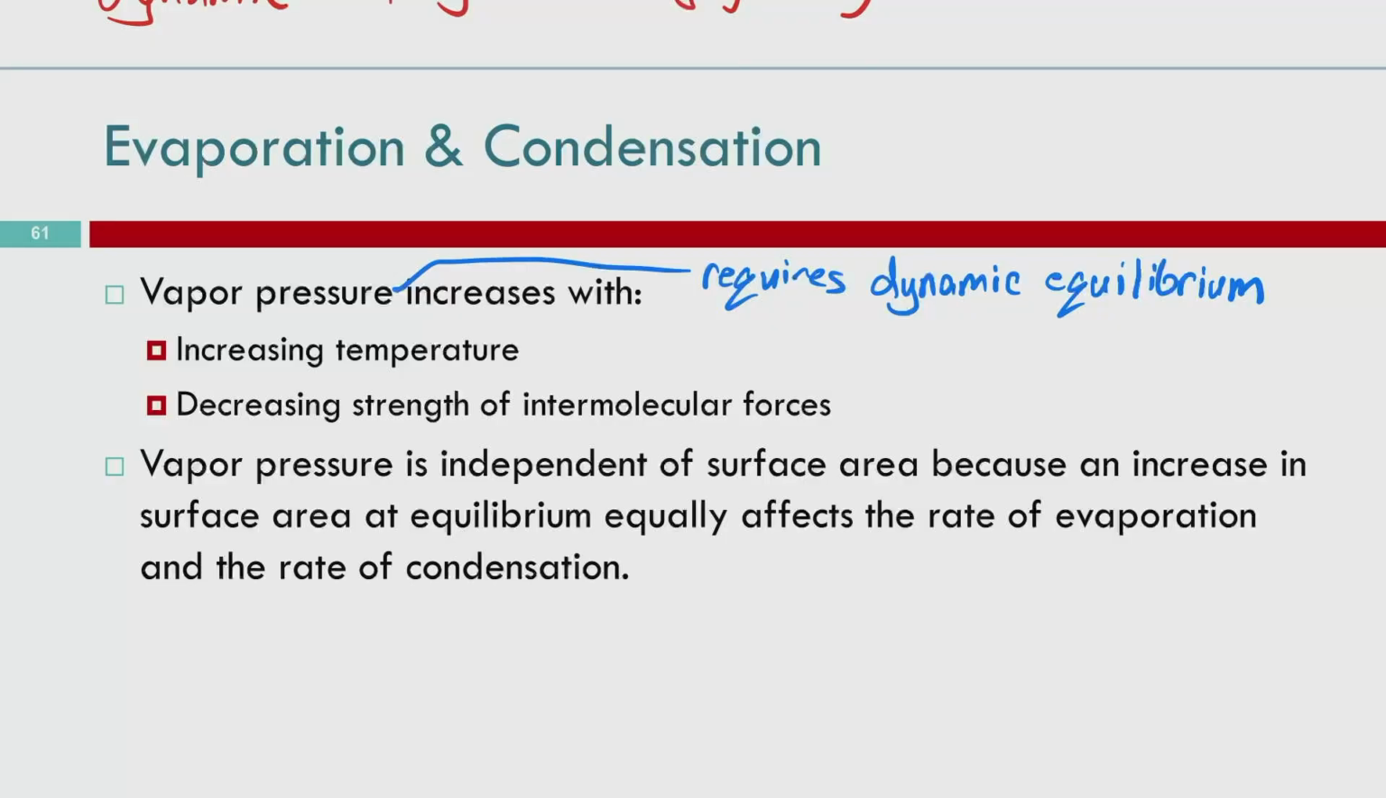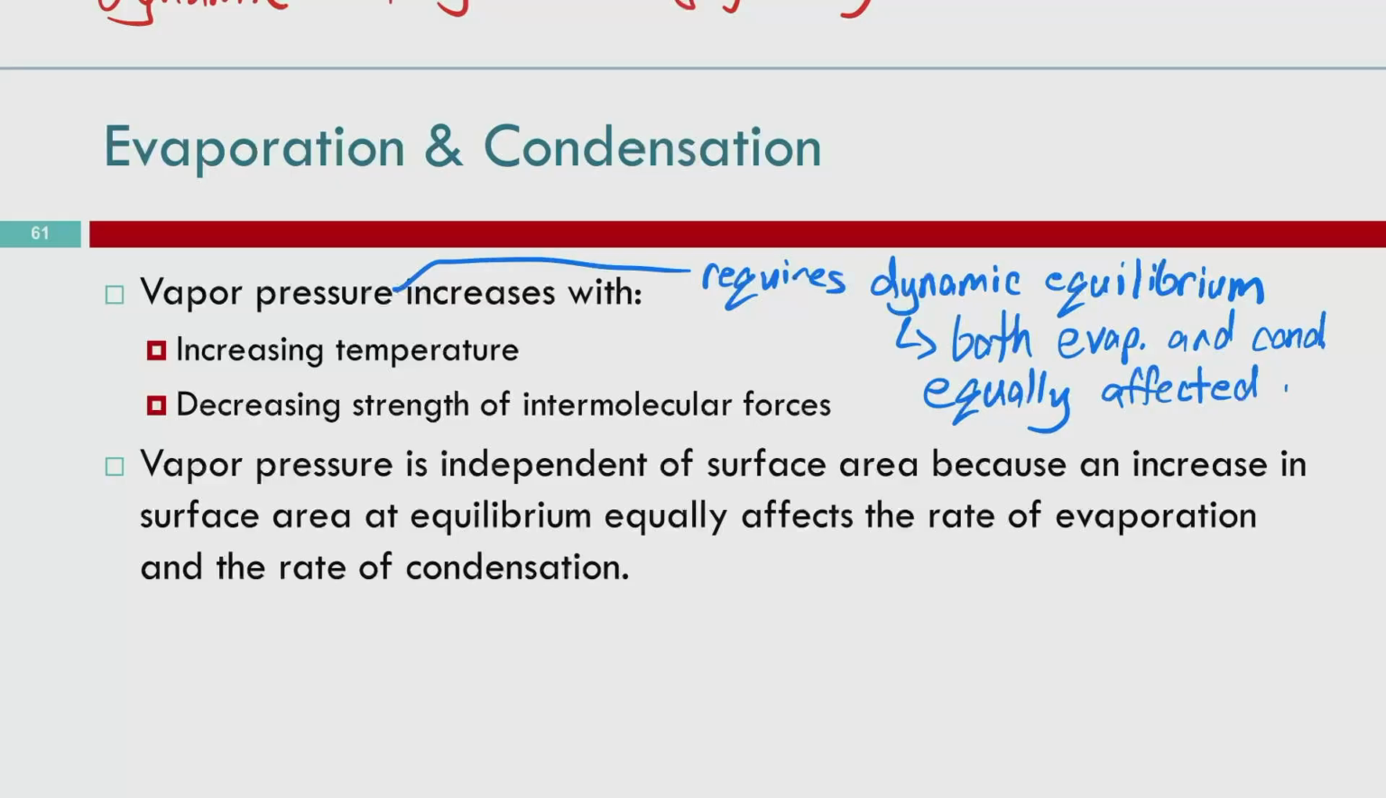That's the whole reason that I emphasize the dynamic equilibrium stuff here: because it affects both evaporation and condensation. So increasing the surface area doesn't change anything. If you've got a larger surface area, that's more places where you can evaporate from. It's also more places where you can condense.